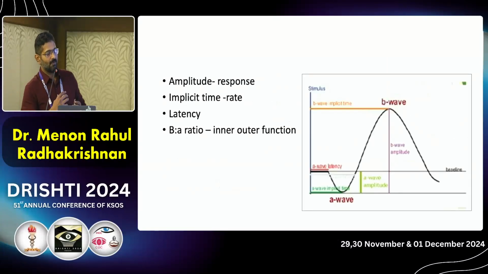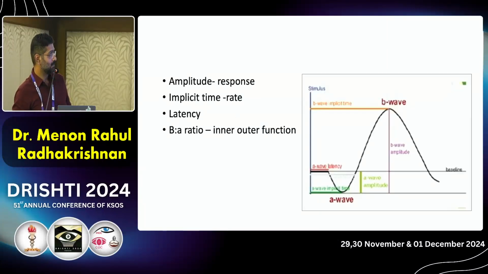Now, when we look at the waves, we are also looking at the quality of the wave. We are supposed to look at the amplitude, the implicit time, and the latency. The amplitude is from the baseline to the peak of the wave. That is the B wave amplitude. And then you have the A wave from the baseline to the edge of the trough. You have the A amplitude, and that's how you get to know about the quality of the wave.